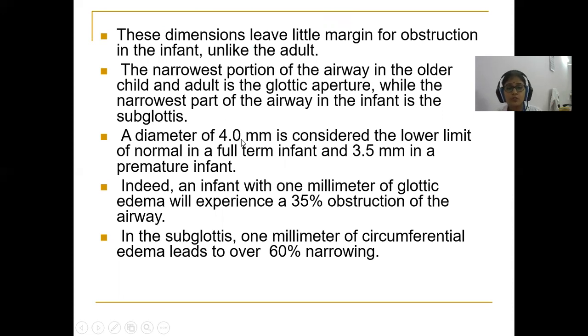So a diameter of 4 millimeter is considered the lower limit of normal in a full-term infant and 3.5 millimeters in premature infant. Indeed, an infant with 1 millimeter of glottic edema will experience a 35% obstruction of the airway, whereas a subglottic narrowing by 1 millimeter leads to 60% narrowing.